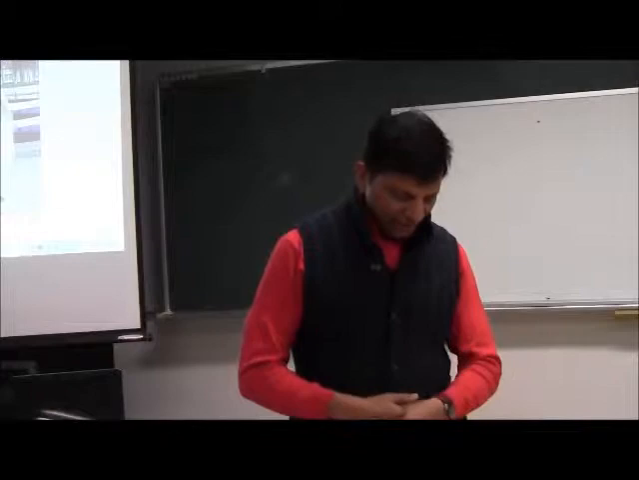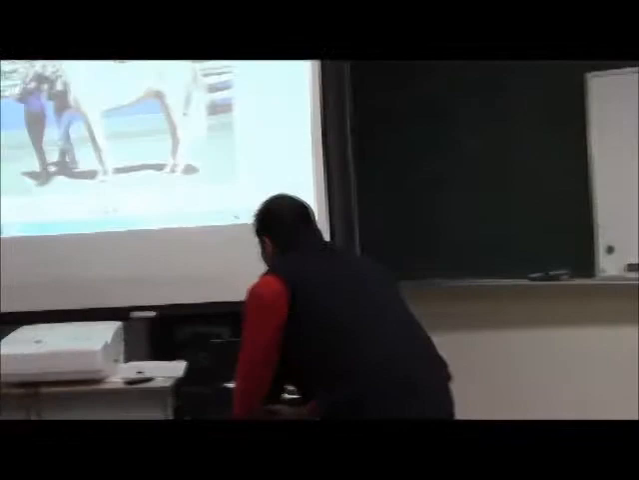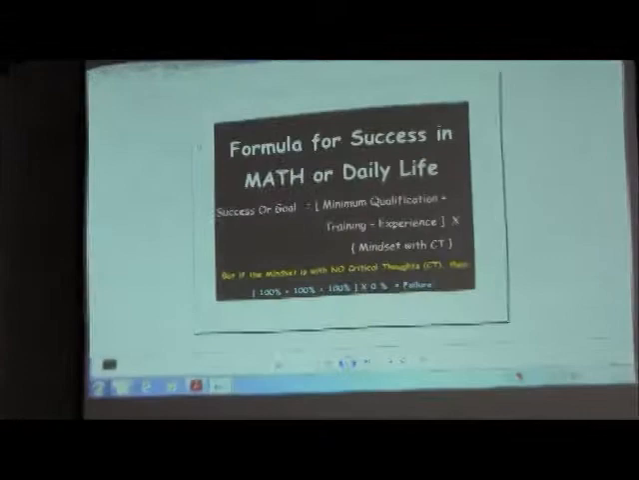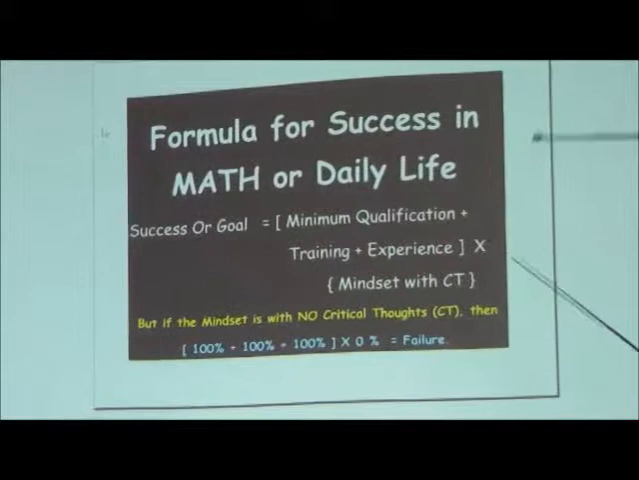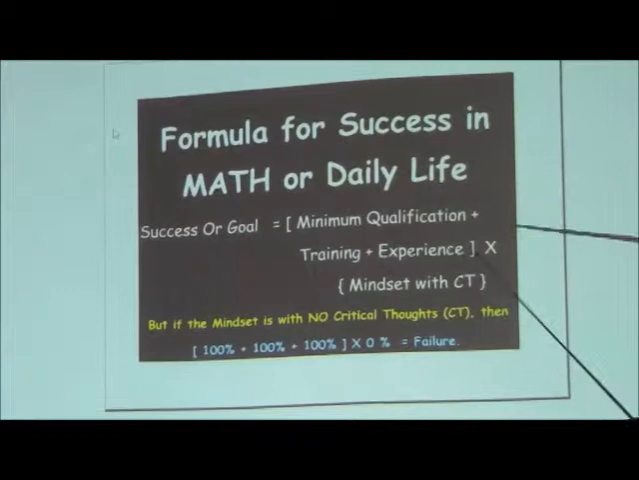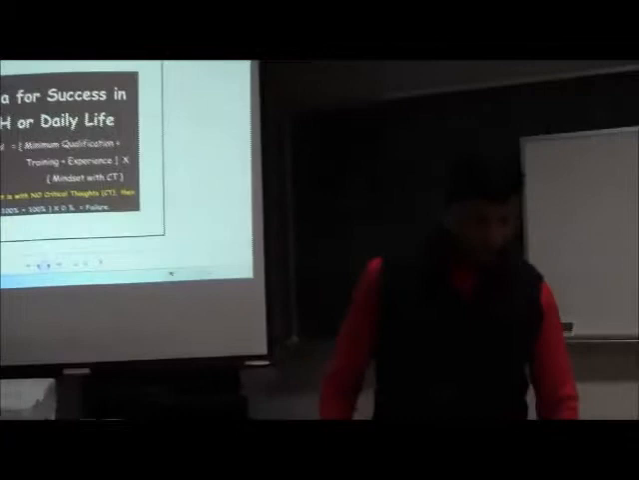The simple formula for good critical thoughts, if we want to learn smartly and efficiently, one has to follow this formula, which is called the success formula. See, this is what I say: a formula for success in math or in anybody's daily life is nothing but, you should have minimum qualification plus training plus experience, but overall you should have a mindset with CT. This is a short form, an acronym, for critical thoughts. If a mindset is without critical thought, then even if you have 100% qualification, training, efficiency and experience, because of 0% critical thoughts, he or she becomes a failure. So that is how we say that you should be able to think critically.